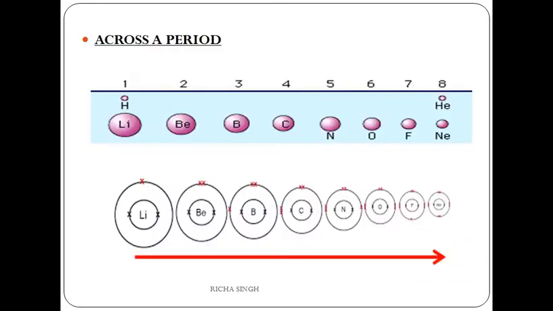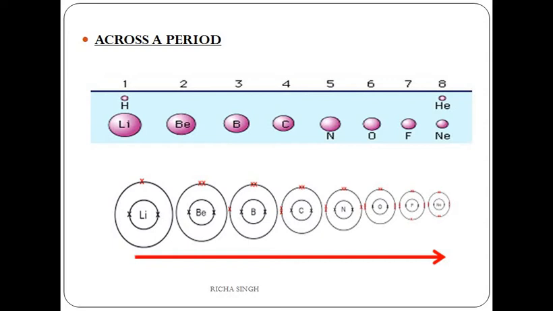Okay. Now what happens in a period. In a period, if you see from left to right, the electrons are added in the same shell, because we know period shows the number of orbits. Period 2 will have only 2 orbits. Okay, this is period 2 only in the slide.